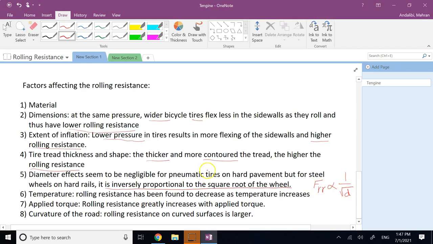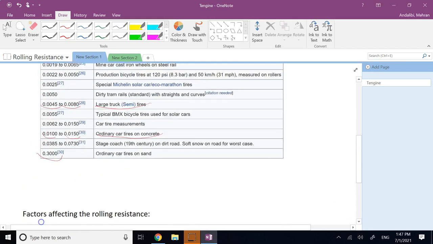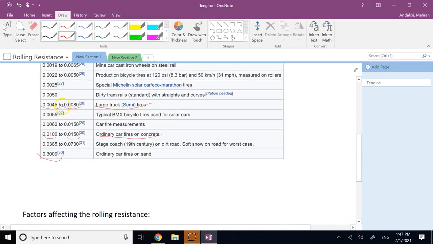For pneumatic tires, it's not as significant. Still, if you make D a little bit bigger, your FRR is not going to change as obviously as this, but you will still get some reduction, and that's what you saw, that semis have a little bit smaller CRR compared to ordinary cars.